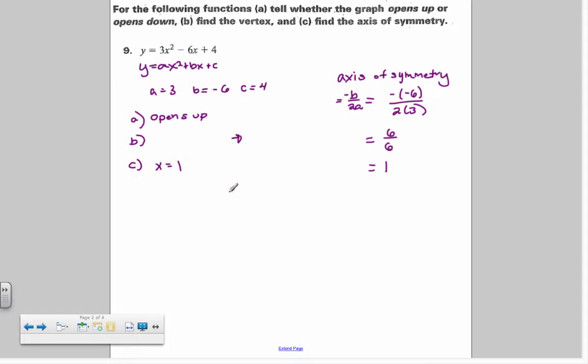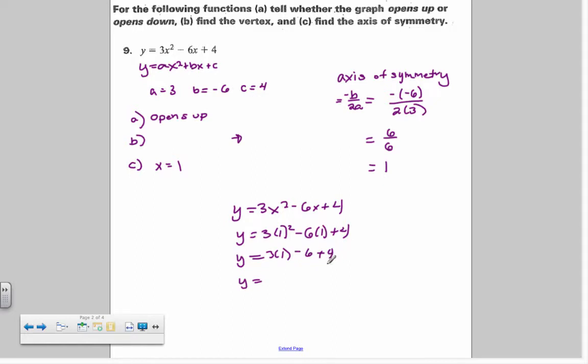okay, and then I go ahead and write my equation out. Y equals 3x squared minus 6x plus 4. And now I'm going to plug in my x to be 1. So I'm going to have y equals 3 times 1 squared minus 6 times 1 plus 4. Well, order of operations, my 1 squared goes first, so that's 1. So I have 3 times 1. Negative 6 times 1 is still just negative 6 plus 4. 3 times 1 is 3, and I have 3 minus 6, that's negative 3, plus 4 is a positive 1. So my y value I find is 1.